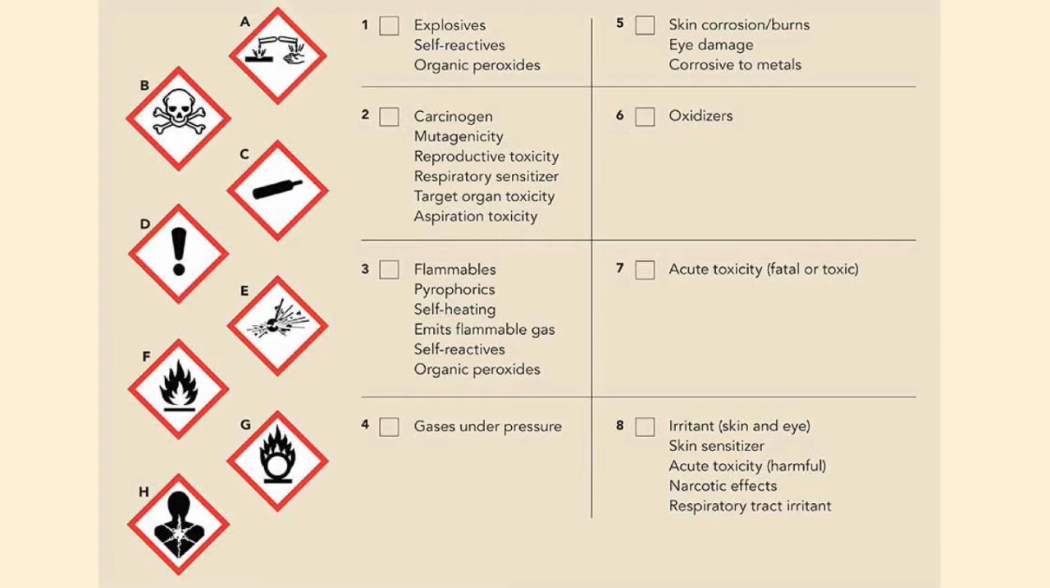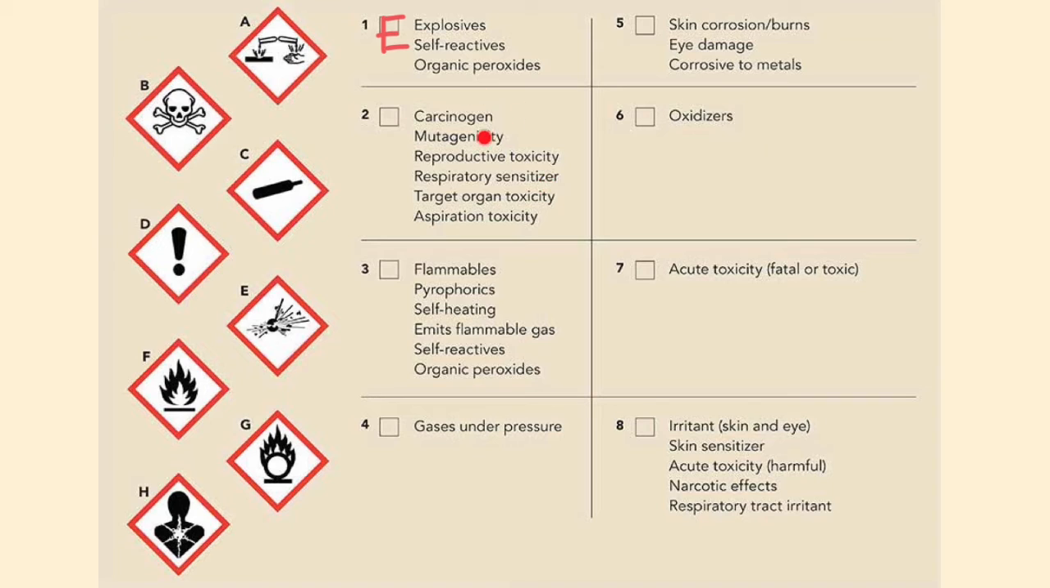For example, first variant: explosives, self-reactives, and organic peroxides. And sometimes it is easier to guess. For example, out of all these labels, explosives would be label E. But what if someone would say organic peroxides? Would you be able to choose this label? Some terminology can be self-explanatory, some not.